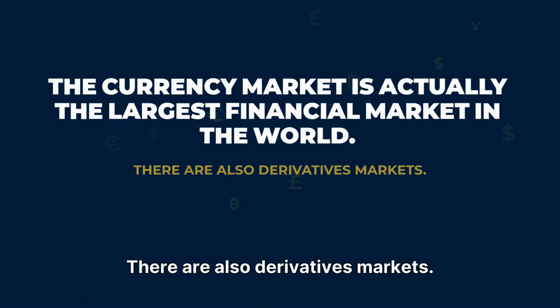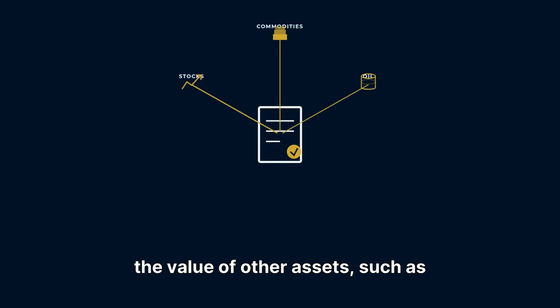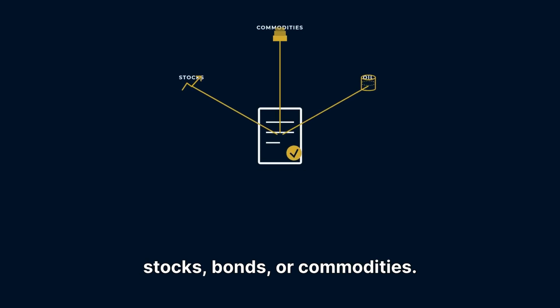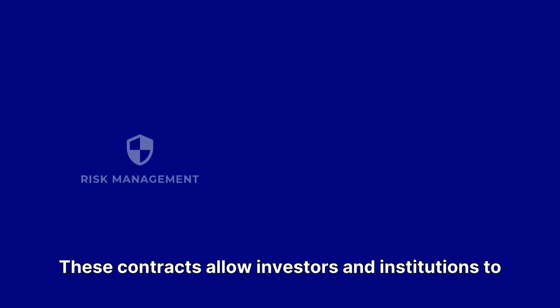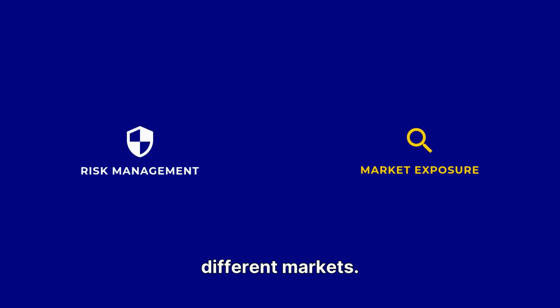There are also derivatives markets, where financial contracts are traded based on the value of other assets such as stocks, bonds, or commodities. These contracts allow investors and institutions to manage financial risks or gain exposure to different markets.